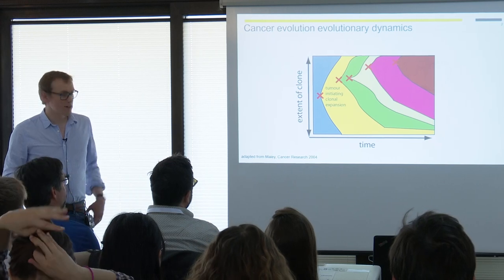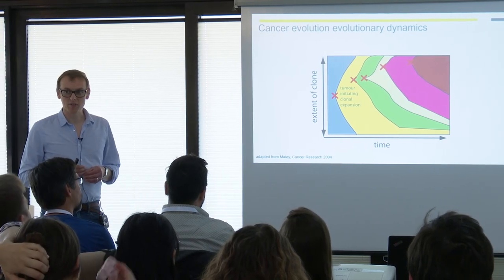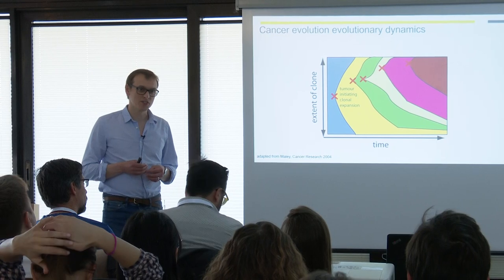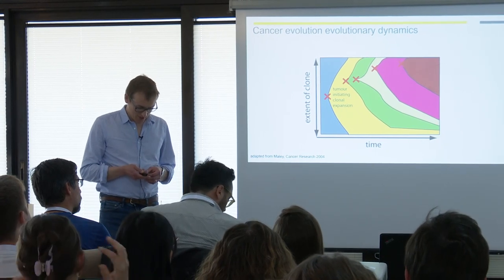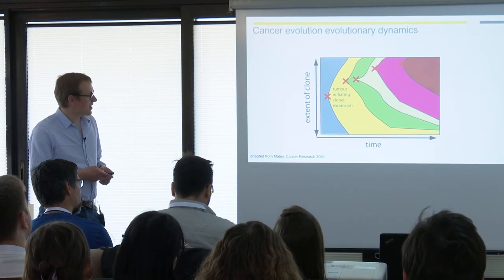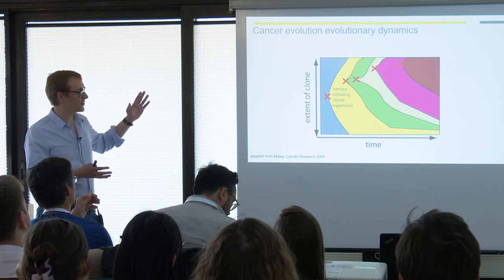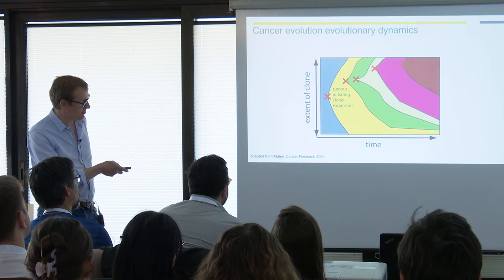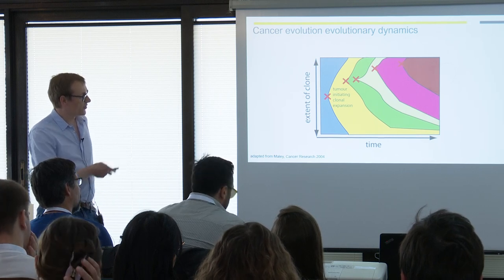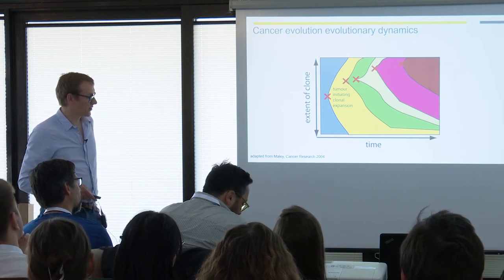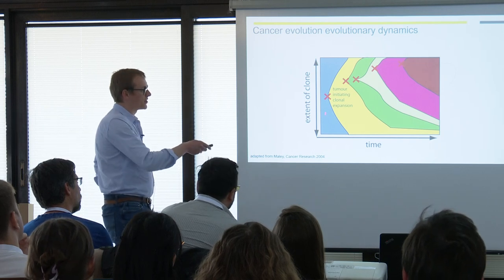So we're interested in learning the dynamics of cancer evolution, and some of the speakers this morning introduced cancer evolution. But just for the sake of clarity, this is what I'm talking about. So my picture of how cancers evolve is like this. This is a schematic where I've got time on the x-axis, and I've got the size of a clone on the y-axis. And I've got some healthy cells in the body here in blue.